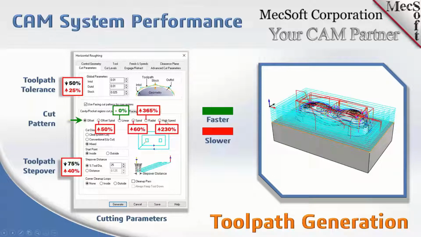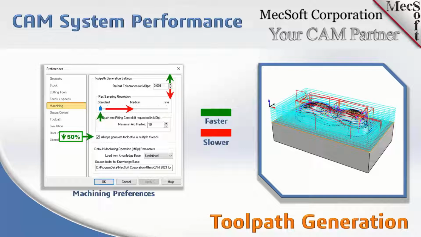And it's even faster than a high-speed toolpath, which has a lot of tangential motions in that path. So that's just an idea. It gives you an idea of what happens when you change these parameters, how it affects your toolpath generation time. And then also your CAM preferences, you want to take a look at those.